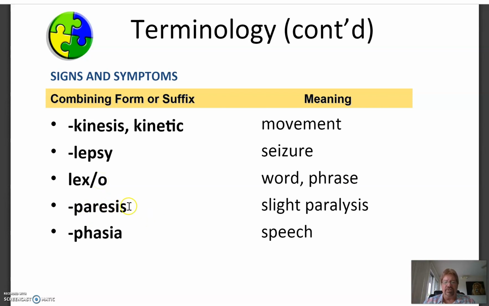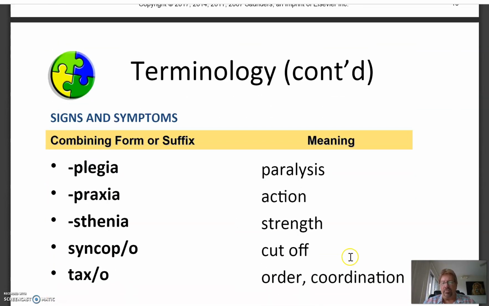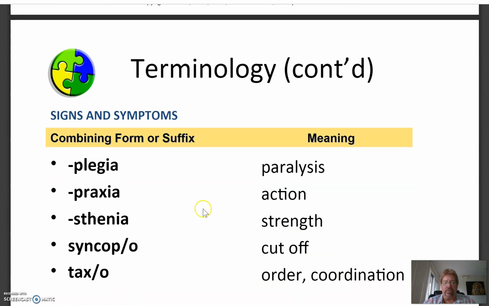Paresis is slight paralysis. You can have partial paralysis, guys. Phasia has to do with speech. Speech is actually very complicated, and it's controlled by a number of areas in the brain.